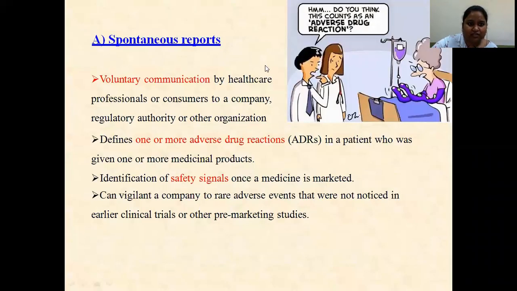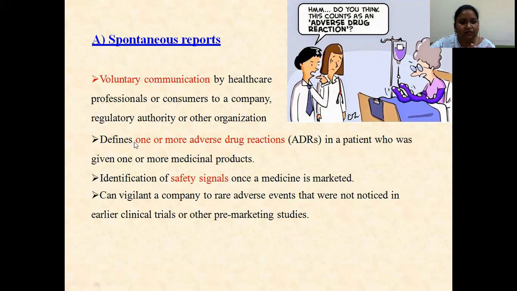Next is the spontaneous reports. In this, the voluntary reporting is being done by the patients. As the patient is admitted in the hospital or comes as an outpatient, they will inform the healthcare professionals about the experience of adverse drug reactions. So all the voluntary communication by the healthcare professionals or the consumers to a company, a regulatory authority, or other organizations will take part in the spontaneous reporting.